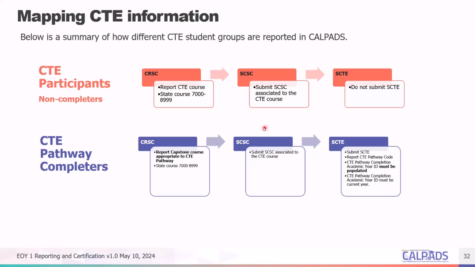The final step to submit your completer information is to submit the Student Career Technical Education, or SCTE, record for your completer student, reporting the CTE pathway code and the pathway completion academic year ID, which must be populated with the current academic year. So those are the two key fields for the CTE pathway completion. So that is how you report your CTE participants and your CTE completers. Participants are reported in course section and student course section files, and completers are reported in those plus the SCTE file.